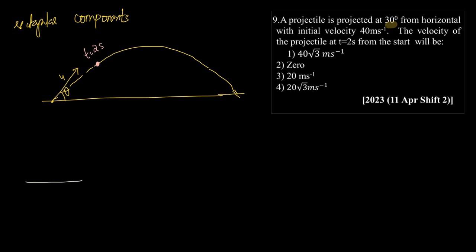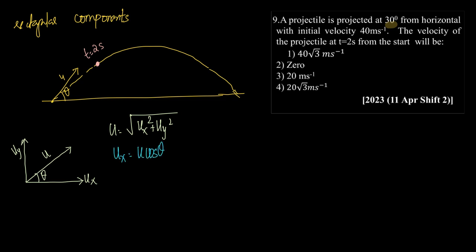By resolving the vector into two. So if this is the velocity vector u at an angle theta, it means that it can be resolved in two directions, ux along the x direction and uy along the y direction, and therefore u will be equal to root of ux square plus uy square always. Now, once we have this, we can find out that ux is equal to u cos theta and uy is equal to u sine theta from the triangle, right? From this triangle.